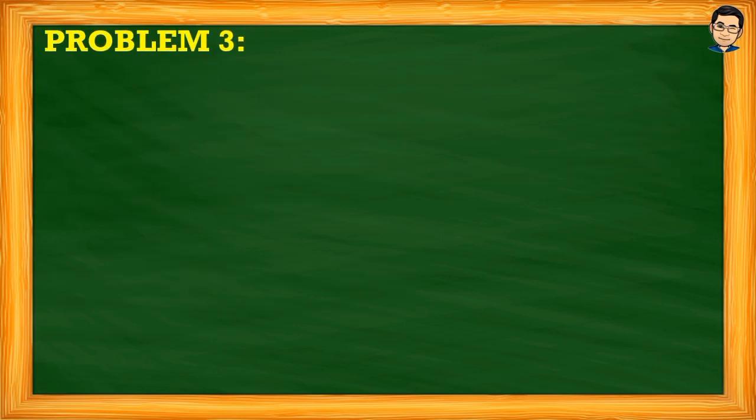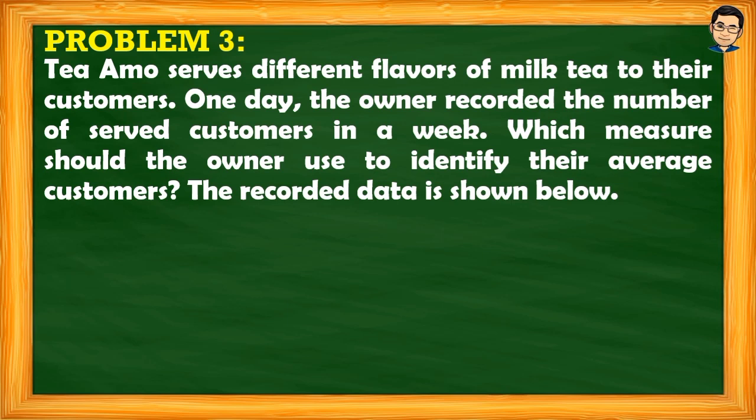Next, for problem number 3, Tiamo serves different flavors of milk tea to their customers. One day, the owner recorded the number of served customers in a week. Which measure should the owner use to identify their average customers? The recorded data is shown below.